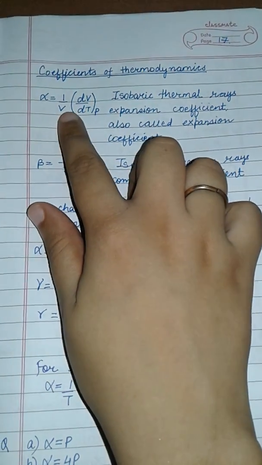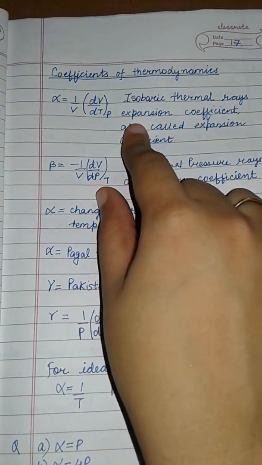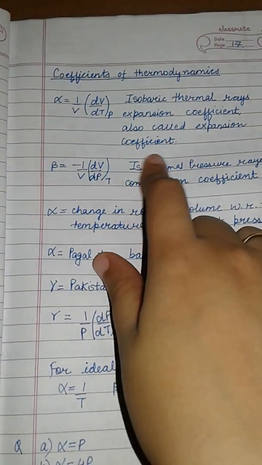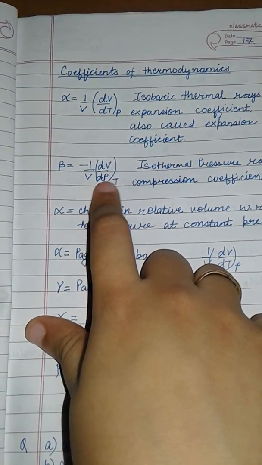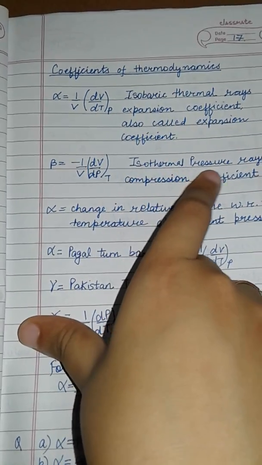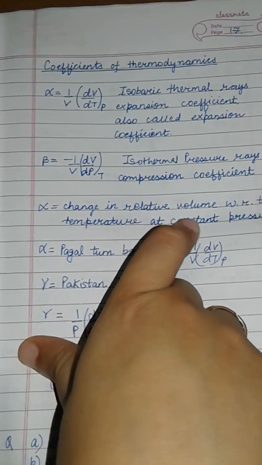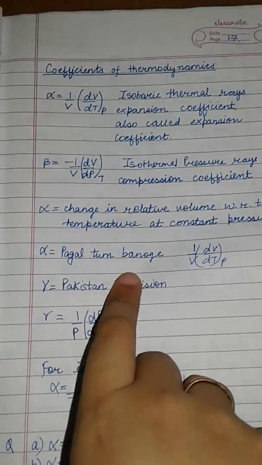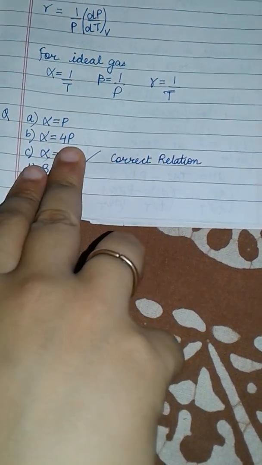Now the coefficients of thermodynamics. Alpha is equal to 1 by V dV/dT at constant P, the isobaric thermal expansion coefficient, also called the expansion coefficient. Beta is equal to minus 1 upon V dV/dP at constant T. It is the isothermal pressure compression coefficient. Now alpha is the change in relative volume with respect to temperature at constant pressure. Gamma is equal to 1 by P dP/dT at constant V. For an ideal gas, alpha is equal to 1 by T, beta is equal to 1 by P, and gamma is equal to 1 by T.